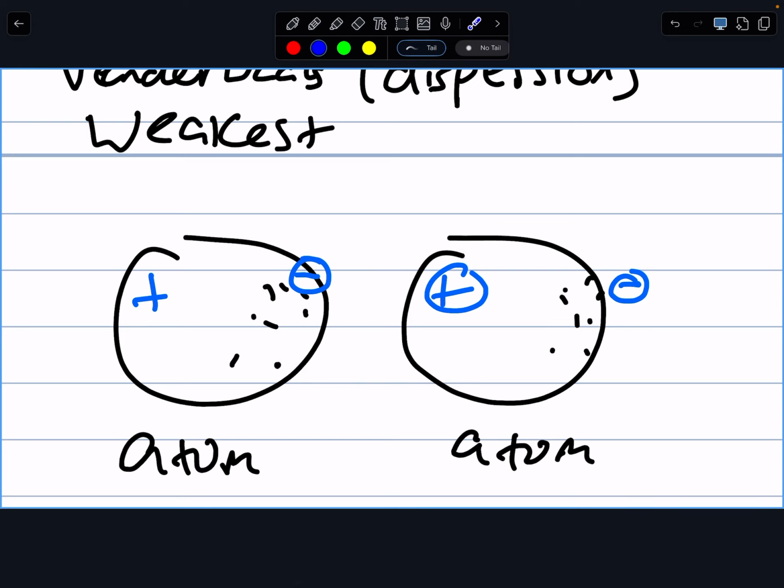Yeah, great question. It's a split second of attraction, but it's constantly happening. And like all of the atoms in every molecule, it happens to them. All you need to know is that every single molecule has dispersion forces. That's why it's the weakest, because everyone has it.